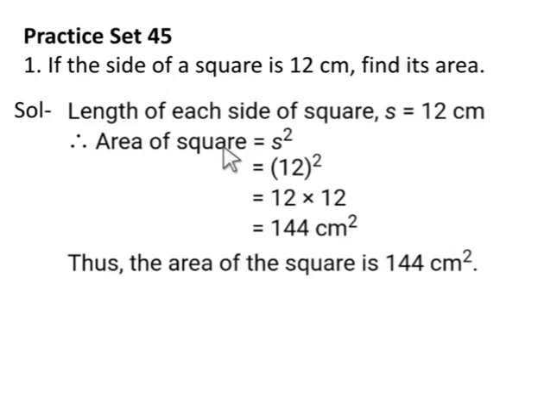We know the formula for finding area of the square. It is side square, that is S square. Side is 12, so we will take the square of 12. 12 square, it means multiplying the number by itself. Therefore, square of 12 is 144 square centimeter. Hence, area of the square having side 12 centimeter is 144 square centimeter.